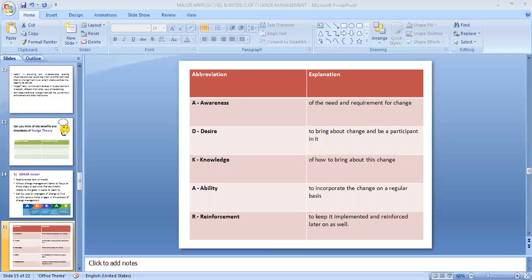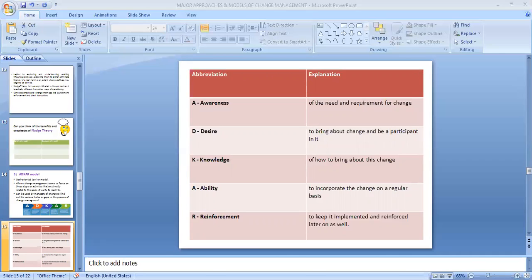Awareness is of the need and requirement for change. First you have to make your employees aware of why you need to change. You have to convince them as to why this change is important. And D stands for desire, to bring about change and to participate in it. When you are making them aware of why it is important to implement this change, you are going to have some facts in place. Those facts should enable the desire in the employees to embrace this change.